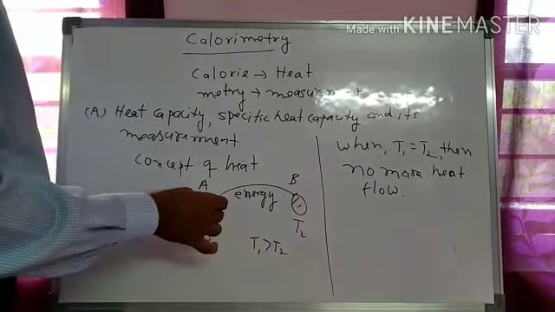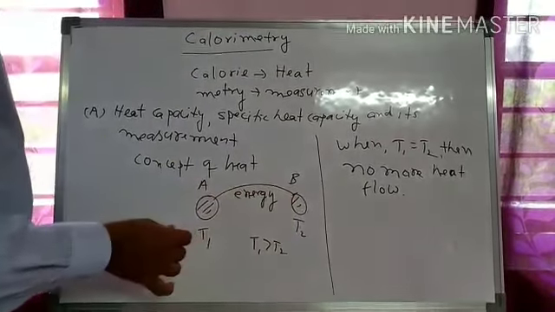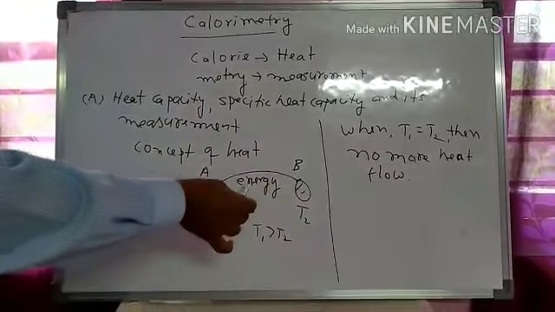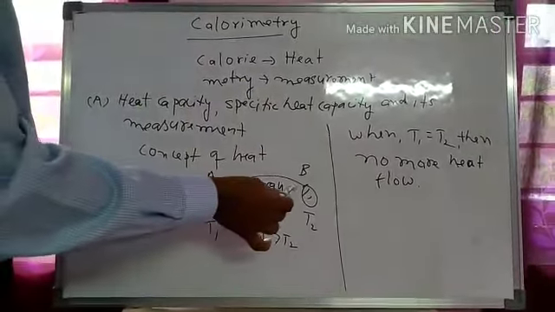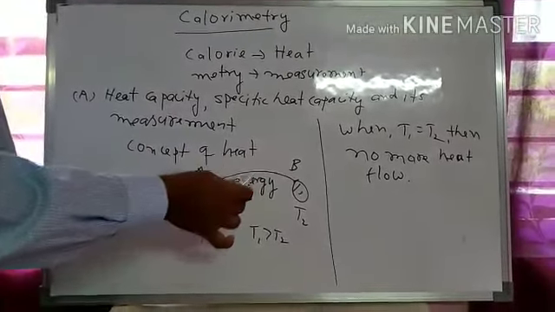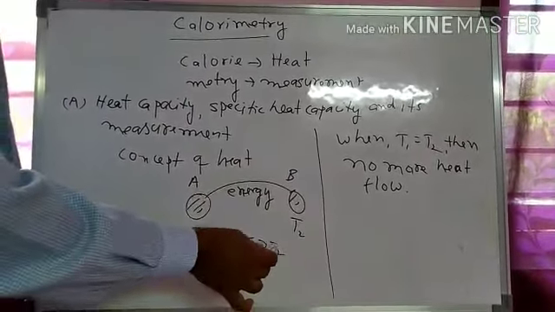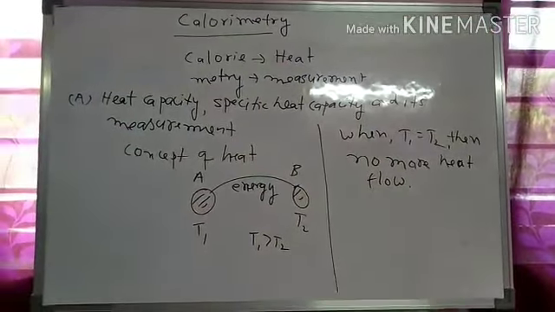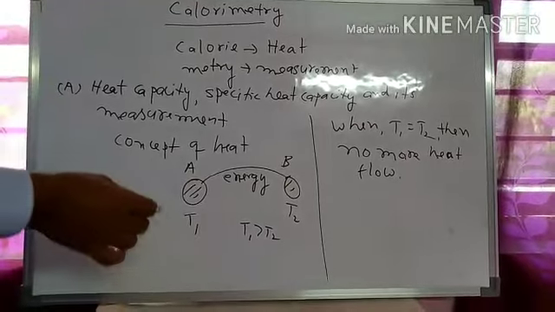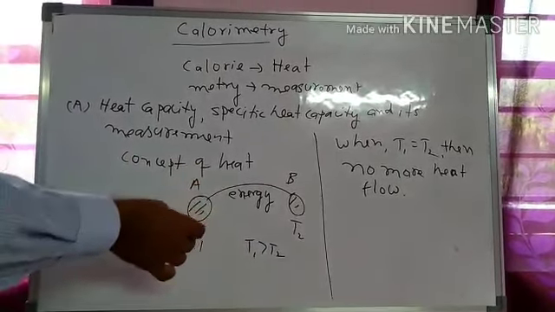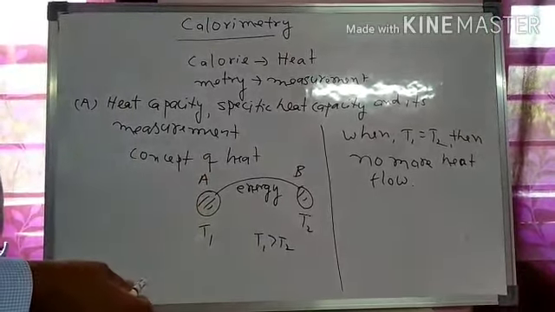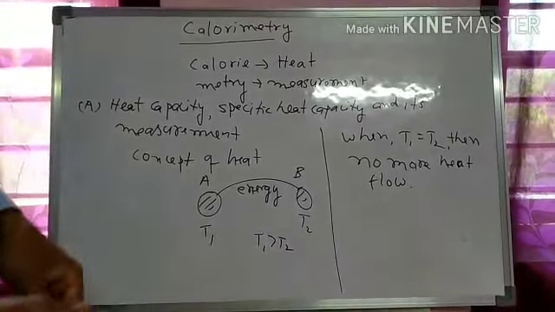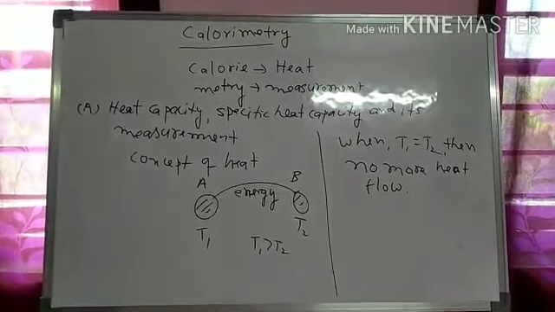Now when these two bodies are joined by a conducting wire, then energy will flow from body A to body B. So this energy flow is known as heat energy. Energy will flow as long as temperature T1 is greater than T2. When temperatures T1 and T2 are equal, then no more heat will flow. So the energy flow from a body at high temperature to a body at low temperature is known as heat, or simply heat energy.